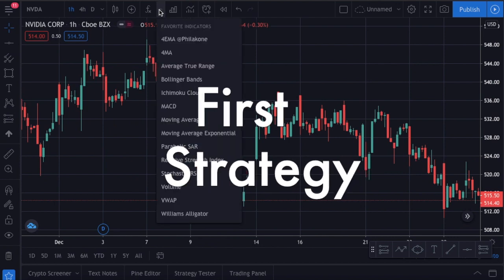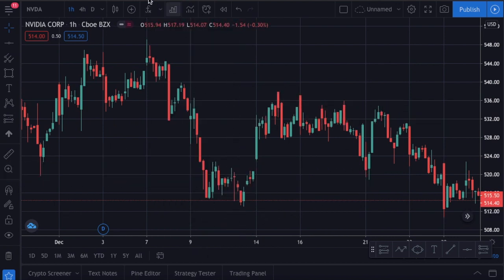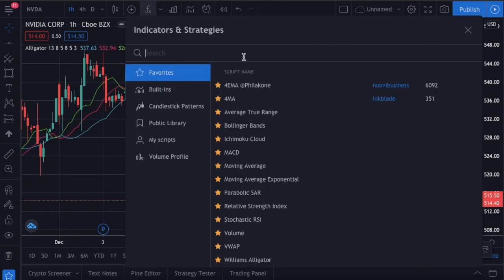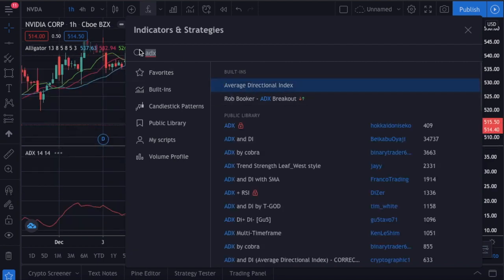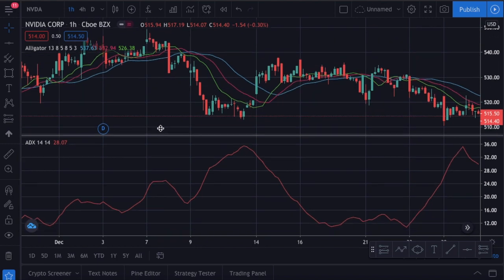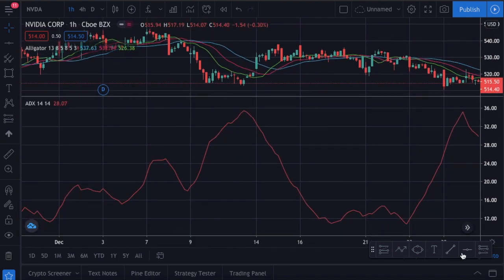Okay, I think we are ready for our first trading strategy. In this strategy, we will combine the Williams Alligator Indicator with the ADX indicator. We will increase our win rate thanks to the Average Directional Index indicator. ADX is also a trend indicator, and we will use it for the entry signals.